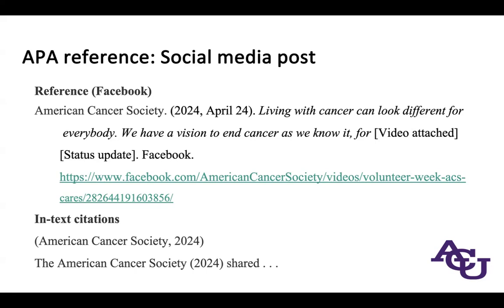And we'll still cite in text by using the name of the author and the year. American Cancer Society 2024, or the American Cancer Society 2024 shared.